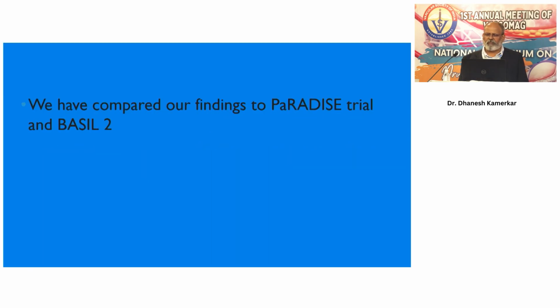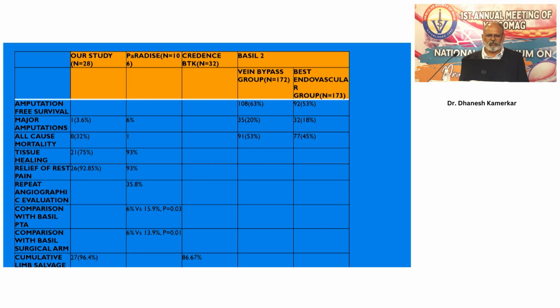We could just compare our findings to Paradise and Basil 2. So I'm just going to go through these quickly. So our study: major amputation, only 1. 8 patients had all-cause mortality. 21 patients had complete healing and relief of rest pain in 26 out of 28 patients.